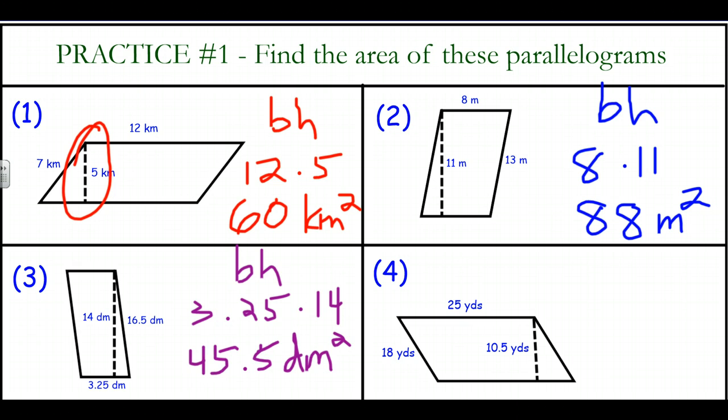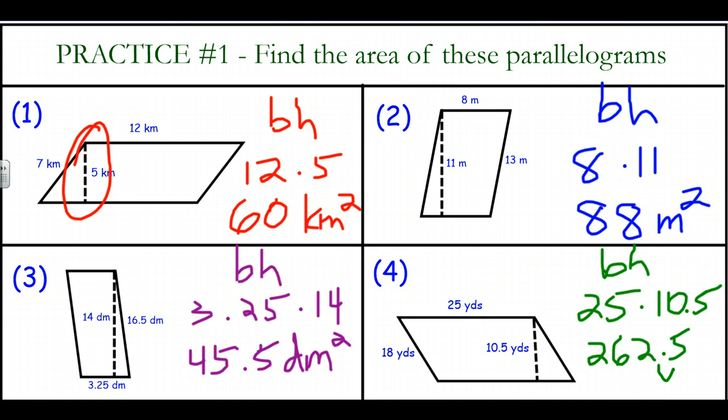And finally, for number four, base times height. Base is 25, height is 10.5. 25 times 10.5 is 262.5 square yards. Again, all of our areas have to be in square units because we're looking at areas and not just distances. So those are the parallelograms.